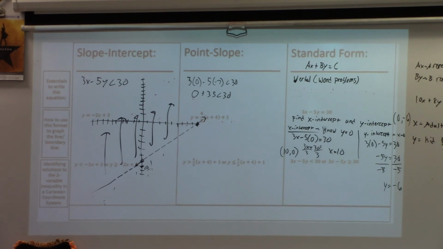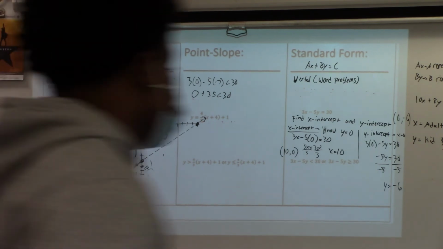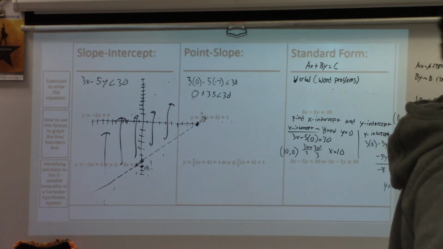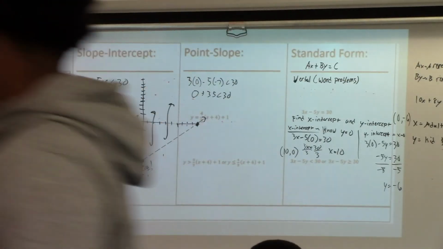Why do you think that is? Slope intercept or point slope, the solutions are always below the boundary line when it's less than, but that's not always the case. I mean, why do you think that is? Alright. What'd you say?